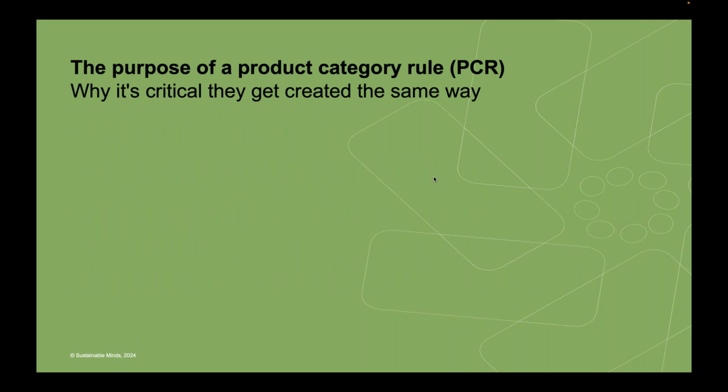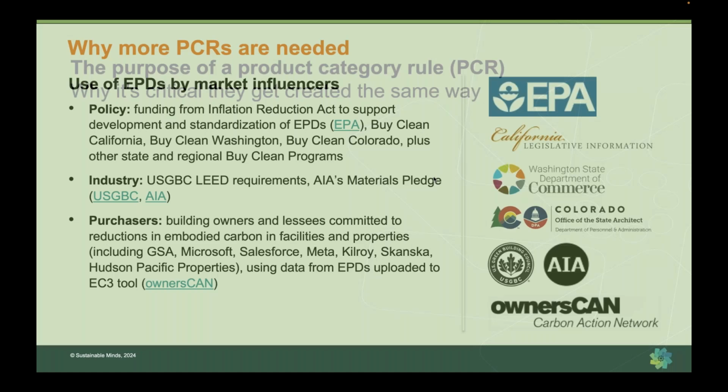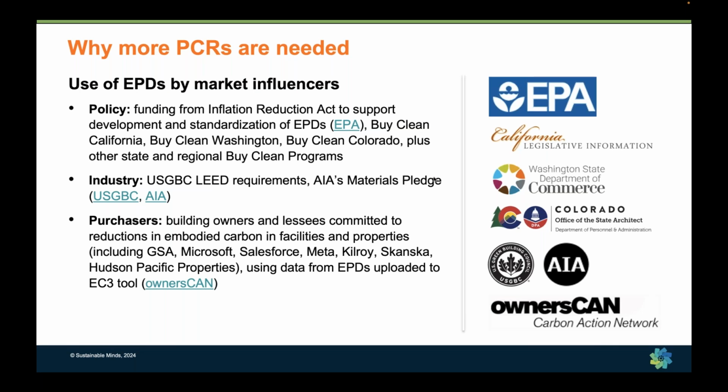So the purpose of a product category rule, and why it's critical they get created the same way. I think everybody knows by now that EPDs are being requested and required by state and federal governments. They're being driven by industry rating systems and organizations' pledges and goals, and major purchasers of buildings and real estate operators are using EPDs to make decisions, as are many other types of organizations. And so this demand is only snowballing and increasing.